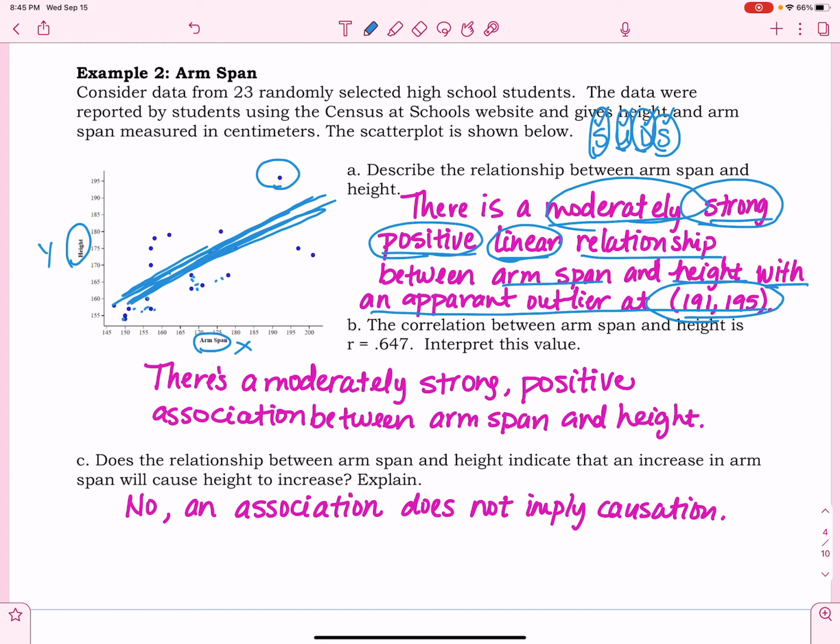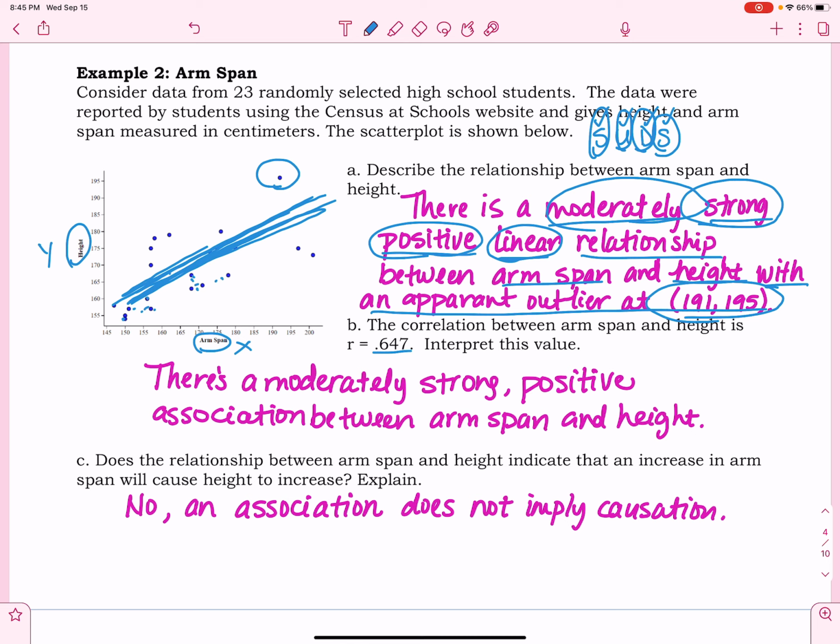Part B, the correlation between arm span and height is 0.647. Okay, I was right. So it's not super strong. It's not really above 0.7, but it's clearly above 0.5. So it's going to have a moderate strength. So I was right about that.